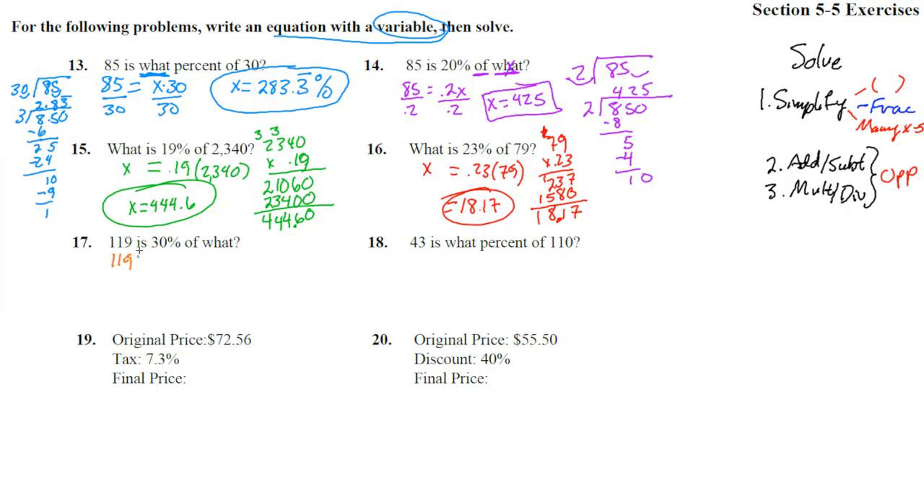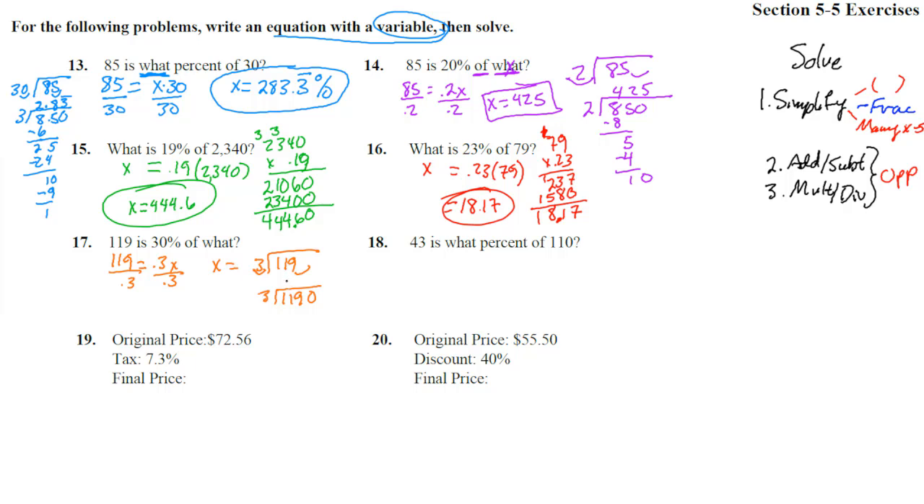119 is 0.3 of what? Now notice, turning it into an equation is so valuable because it tells us if we're going to be multiplying these two numbers or dividing them or anything like that. So that's very nice. So we're going to divide by 0.3, divide by 0.3. So this gives us x equals 119 divided by 0.3. Move the decimal once, move the decimal once, and it's the same as 3 going into 1190.